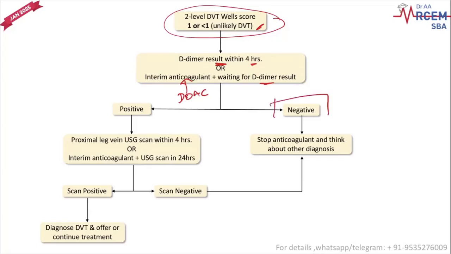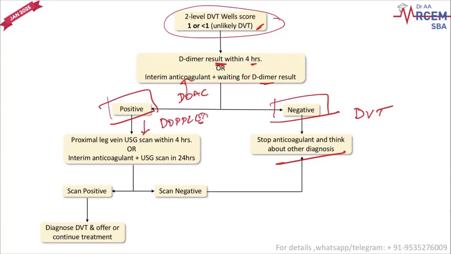If the D-dimer is negative, then stop the anticoagulants if you've started them, and think of a different diagnosis. You've ruled out deep vein thrombosis. If the D-dimer has come as positive, the next step is to get the lower limb scan done, that is a Doppler scan or the ultrasound scan of the lower limb, which is one and the same thing, within 4 hours.